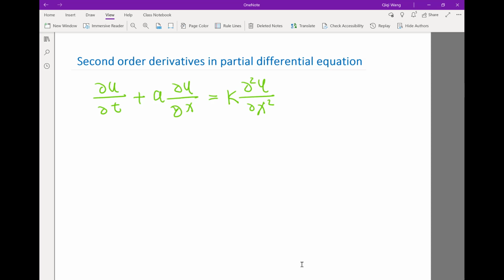Okay, so to start solving this equation, we need to figure out how to approximate the second order derivative. Now you have seen a lot of approximations of derivatives. What approach would you start with to find a good approximation for the second order derivative?